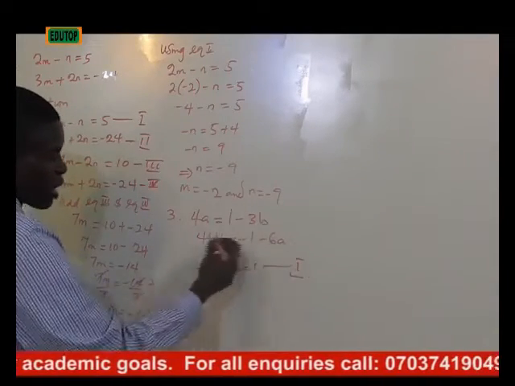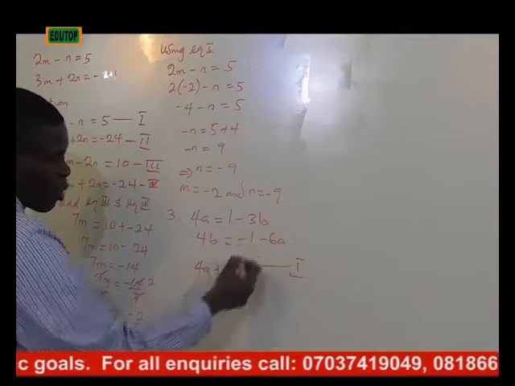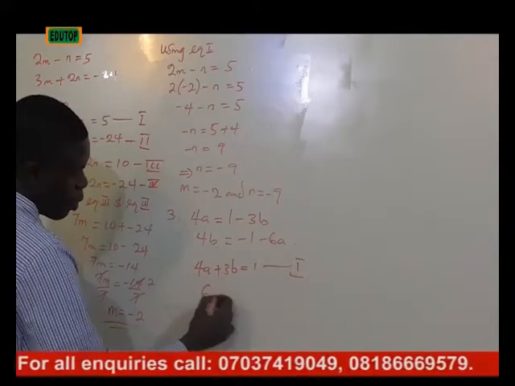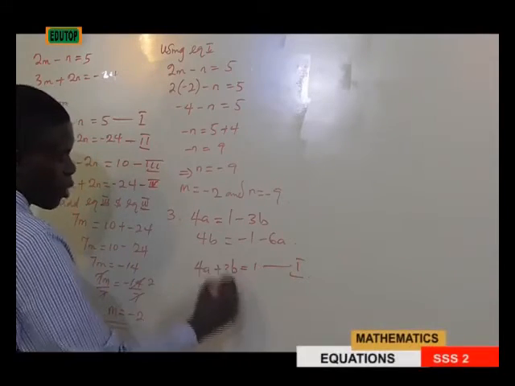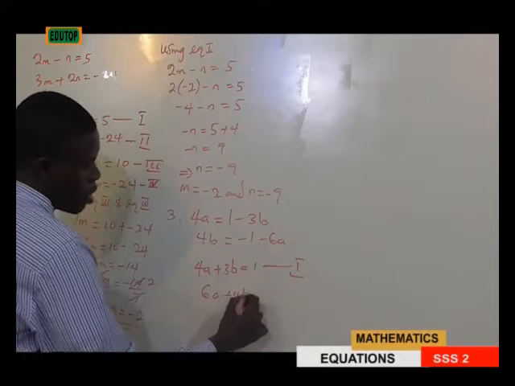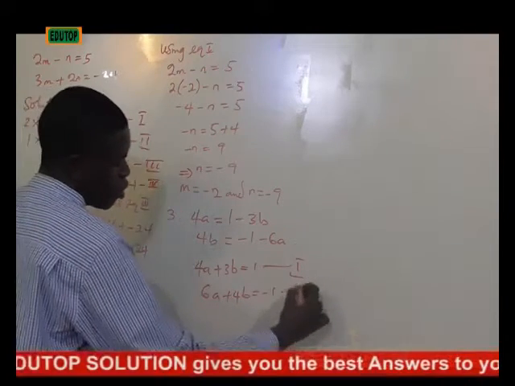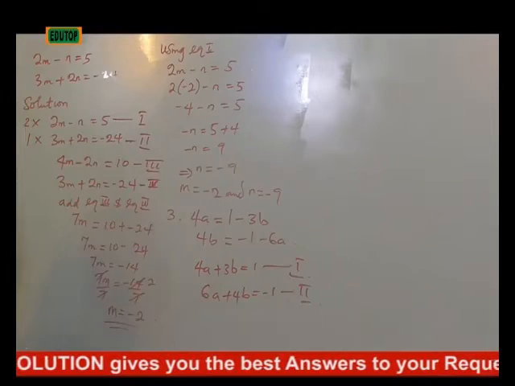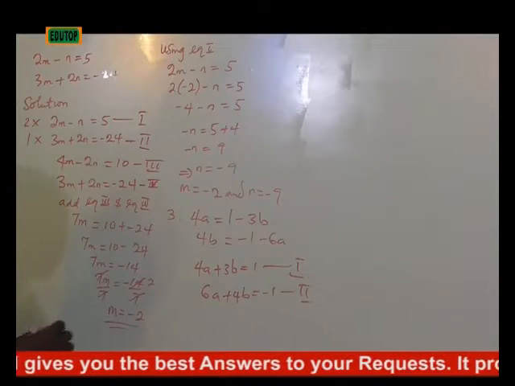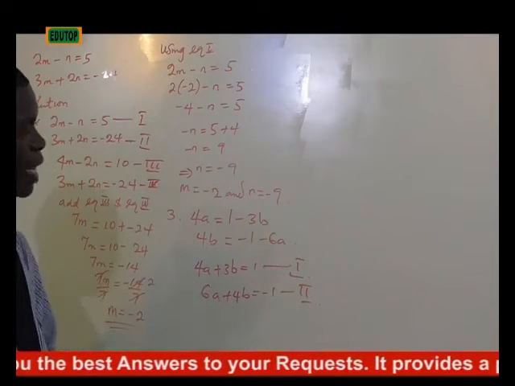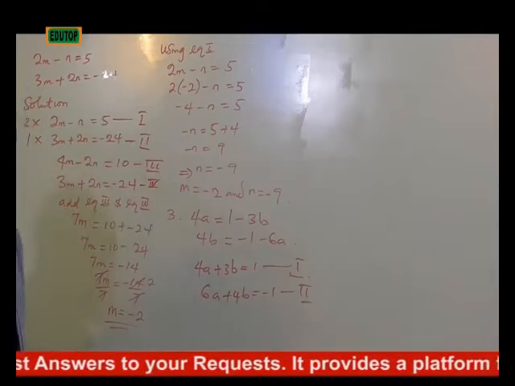I bring this to the other side. When it comes to the other side, the sign changes to what? Plus 6a. So I have plus 6a, and 6b is already a, so plus 4b equals minus 1. So equation 2. So I've succeeded in normalizing the two equations. So my interest here is to eliminate b. It is b that I want to eliminate first.